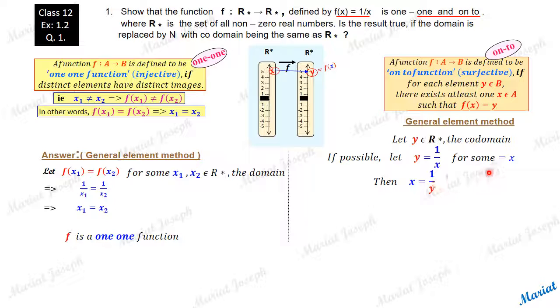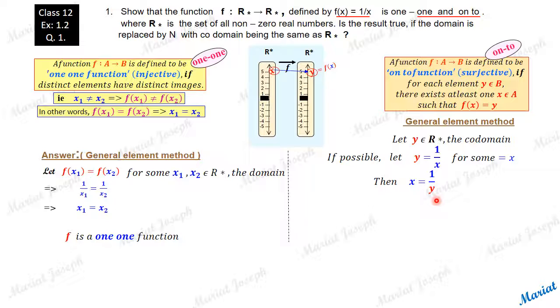Now, the x we have calculated in terms of the y that we have taken. We need to now check whether the x that we obtain like this will really belong to the domain. Is it possible? Let's check. In case y is taking the value 0, 1 upon 0 is undefined. So this undefined x value we cannot expect in the domain.